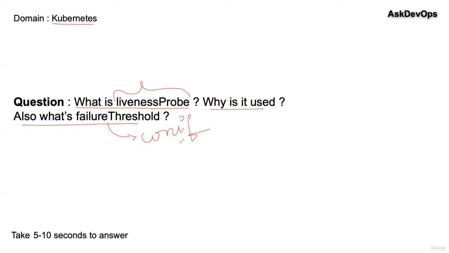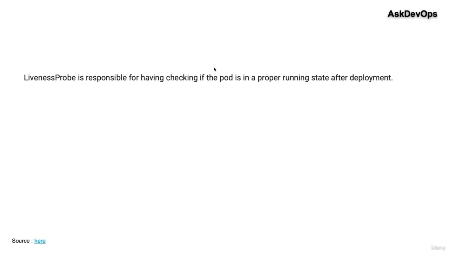So I believe you have found the answer or remember the answer. Let's see now how to tackle this in the interview. To begin with, we have to first understand what a liveness probe is in Kubernetes. A liveness probe is responsible for checking if a pod is in a proper running state after the deployment.